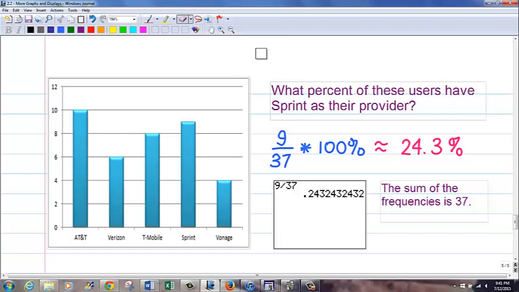Where'd that come from? Well, they didn't tell you the total was 37, but showing you this bar chart, we can get 37 because all we have to do is add up the frequencies for all of them. So AT&T had 10, Verizon had 6, T-Mobile had 8, Sprint had 9, Vonage had 4. Add those up, as it says here, the sum of the frequencies, you get 37. So you take 9 divided by 37. I just use 24.3%.